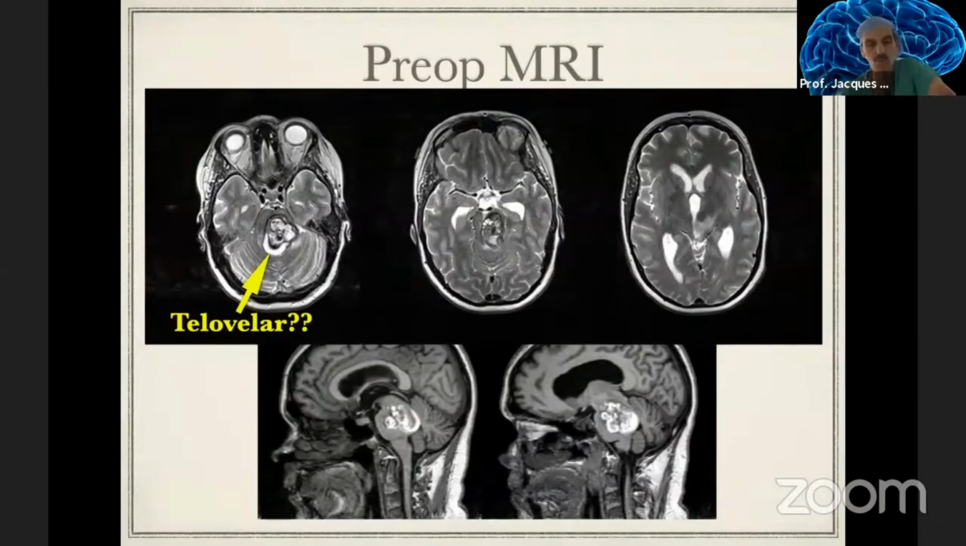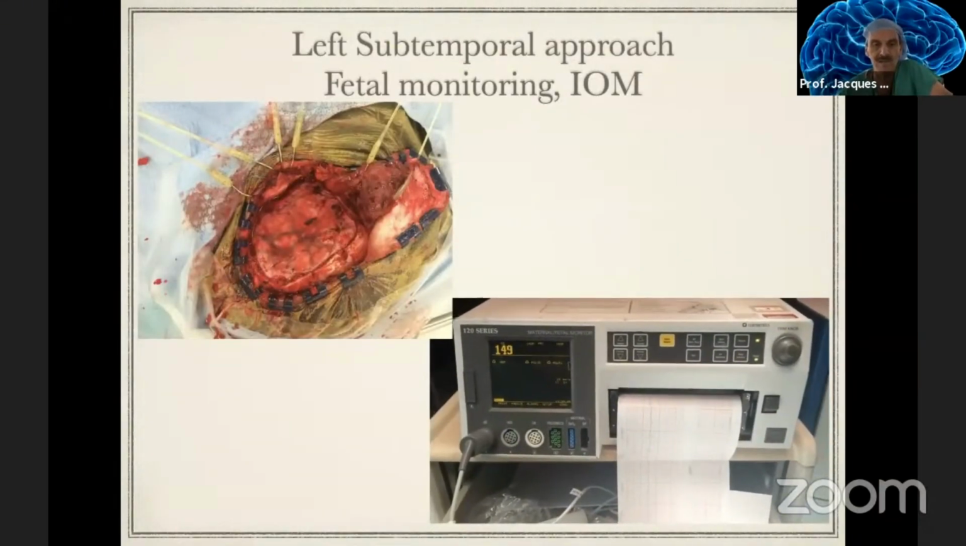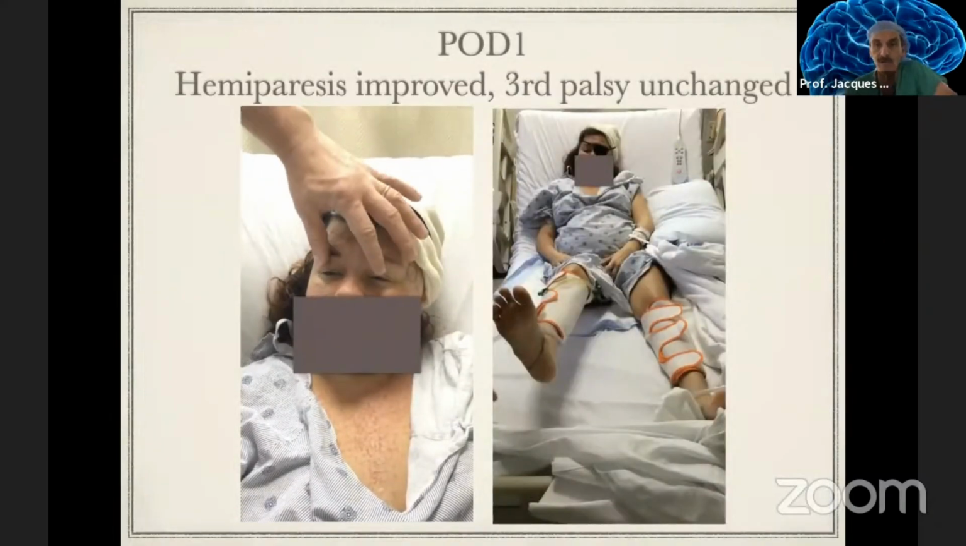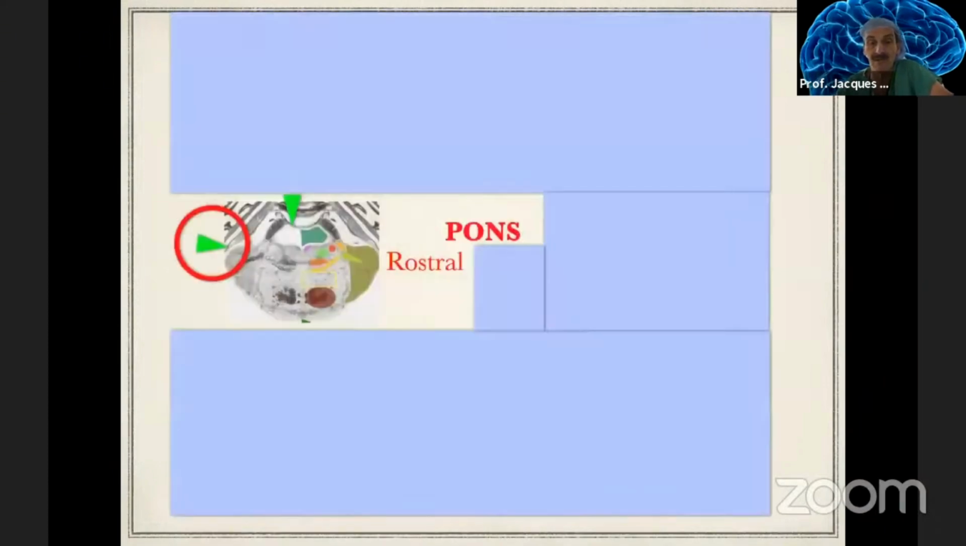The mistake would be to do this telovelar, even though the two-point method would tell you you should do it that way. That's wrong because you're going to give her a facial nerve palsy. So the better approach is simple subtemporal. And that's what I did. We monitored the fetus during surgery. Here is a fetal heartbeat and a simple approach for what is a formidable lesion. I removed it completely. And here she is post-op. Her third nerve palsy was unchanged. Her hemiparesis got better immediately.